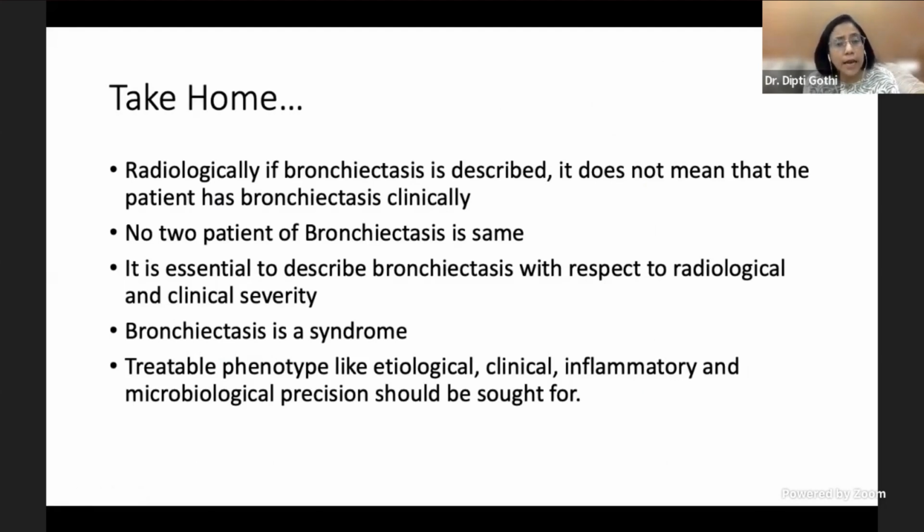Last but not the least, for which we actually conducted this particular webinar, it's a syndrome. And there are treatable phenotypes: various etiologies, clinical definitions, and clinically whether there are hypersecretions, recurrent exacerbations, hemoptysis, dyspnea, etc., or inflammatory phenotypes in terms of neutrophil or eosinophilic predominance, or microbiological precision in terms of whether the patient has Pseudomonas or any other colonization, should be sought for.